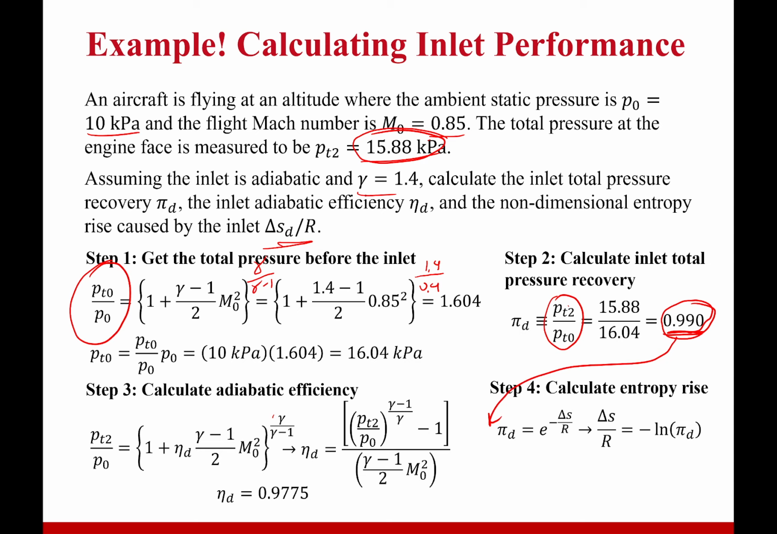As a note, we call it non-dimensional because entropy and your specific gas constant have the same units. So when I divide them, it's just a number. It comes out to be 0.01.